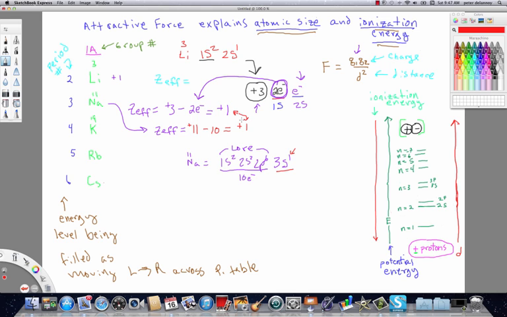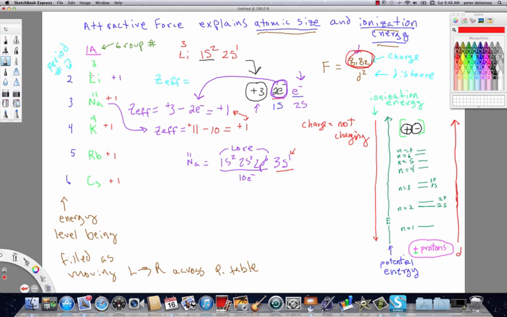So check it out. Our effective nuclear charge as we go down a group is not changing. The viewer can calculate it for every single one of these elements as we move down a group. And this is going to be true all the way across the periodic table. So the charge as we move down a group is not changing.